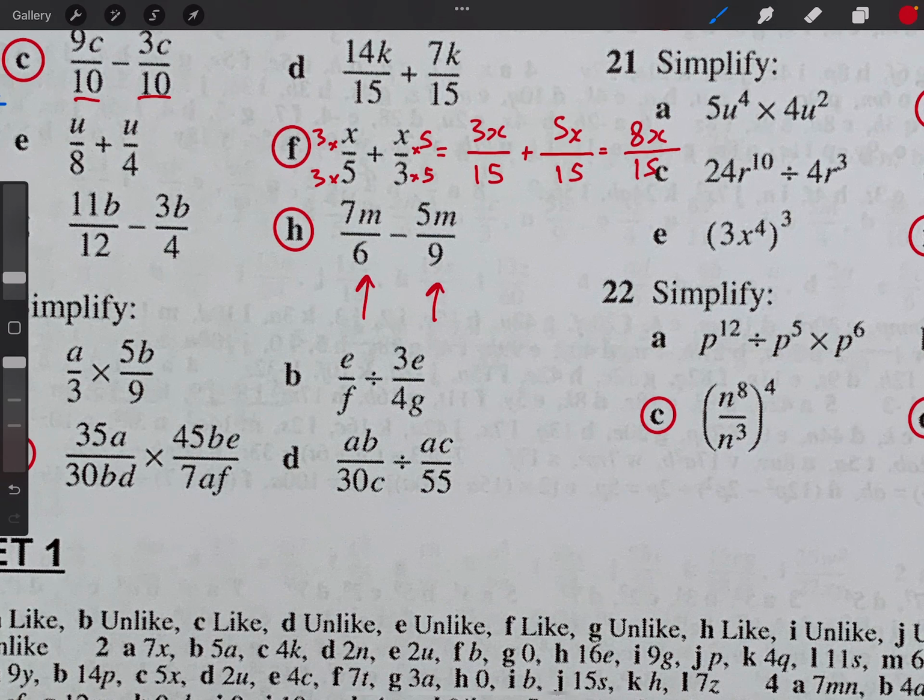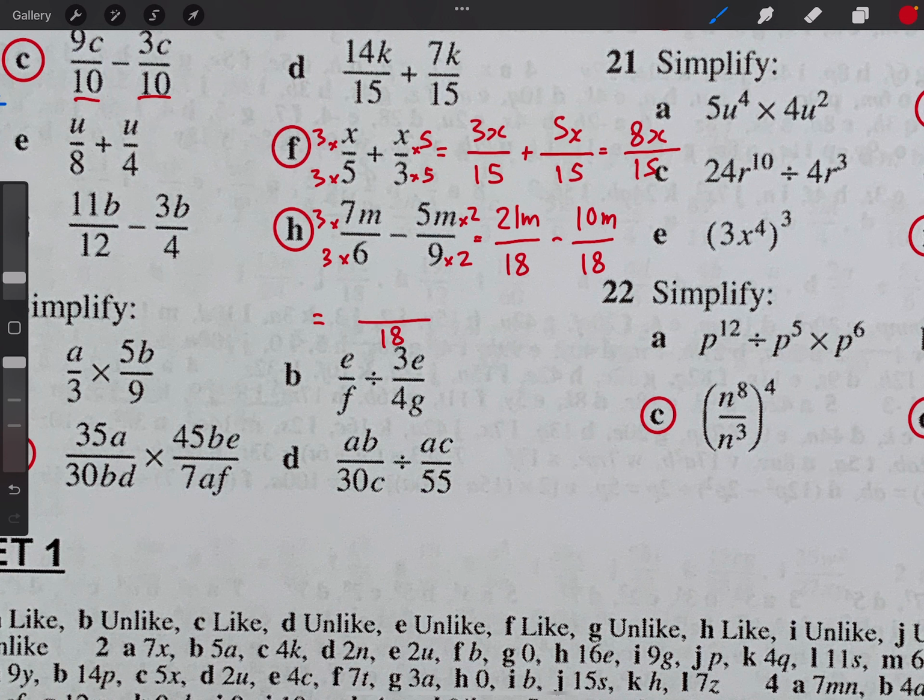So we're going to make them both into 18. Oh, whoops, there's a minus question. To turn a 6 into 18, I times it by 3. So times the top by 3, you get 21m. To turn 9 into 18, you times it by 2. So you times the top by 2, you get 10m. The answer is going to be 21m take away 10m, all over 18, which is 11m. So the answer is 11m over 18.